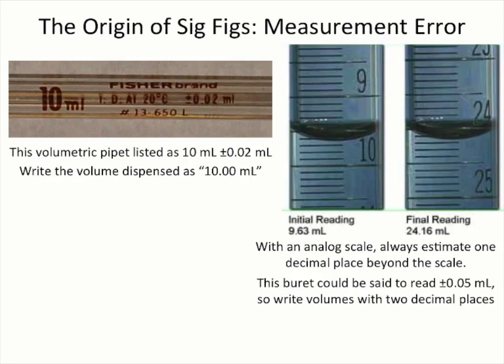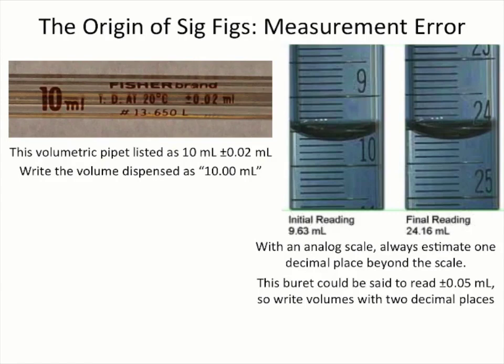Although to be fair, I should have said 0.02, 0.03, and 0.04 milliliters past the 9.6. And that tells you something. That's good enough to write down. So when you're looking at an analog scale, you always estimate one decimal place beyond what the scale gives you. So the scale on the burette gives you tenths, 9.6, 9.7, and then you estimate where you are between the tenths. And you write into the hundredths place.